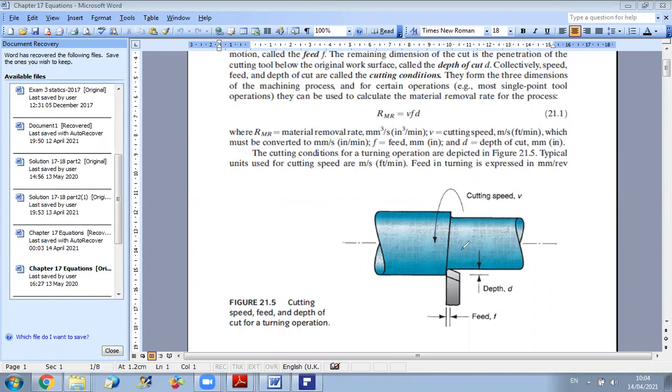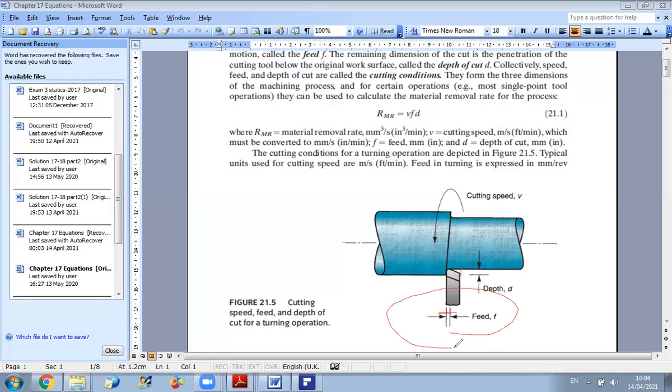So here, for example, let's say we are turning the work part, and this is the tool. At the same time, the tool is first put at a certain depth into the work. So already we have removal in this direction. And we have motion of the tool in this direction, which is parallel to the axis of the work part. So this is the feed.